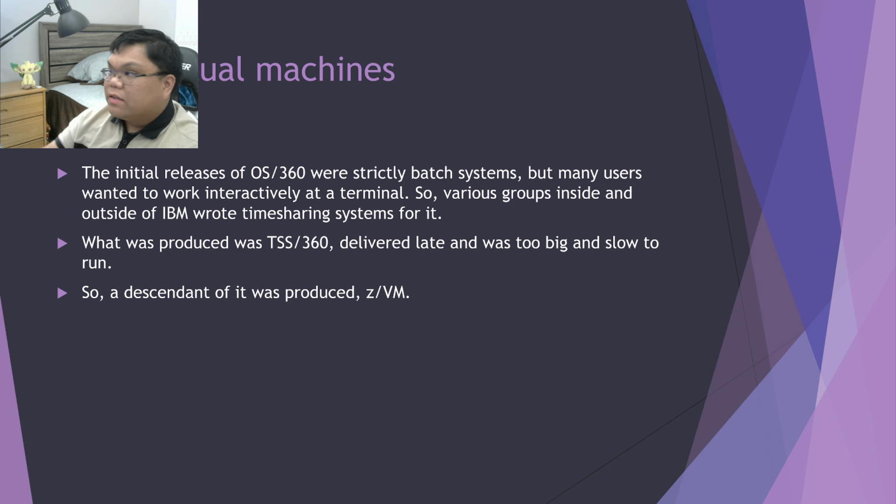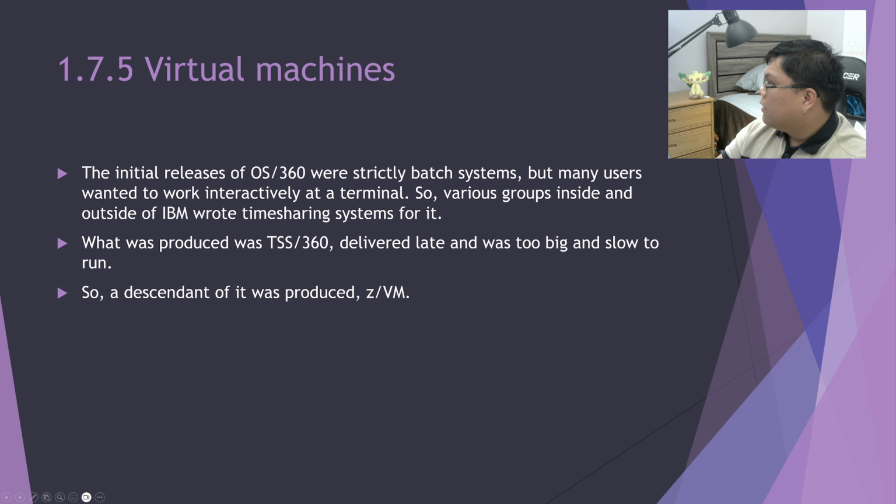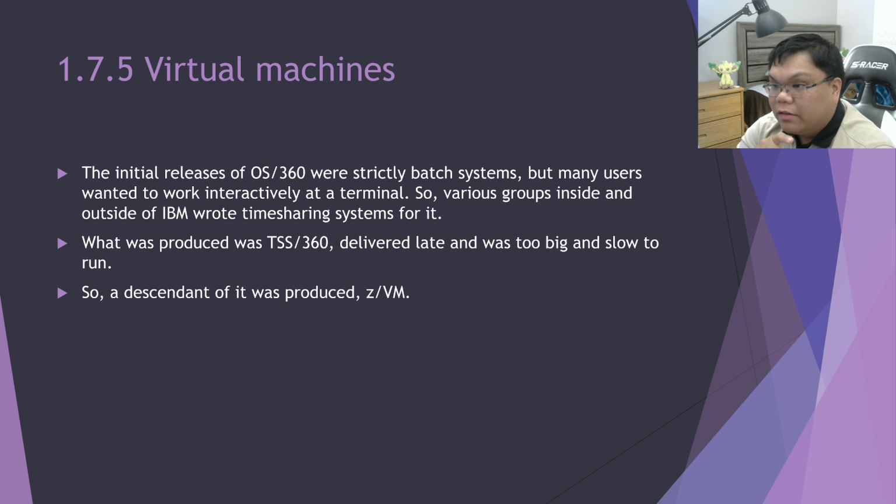And now we get to virtual machines. The initial release of OS 360, we briefly talked about that earlier in the book in the last video, was strictly a batch system, but many users wanted to work interactively at a terminal, so various groups inside and outside of IBM wrote time-sharing systems for it, and what was produced was TSS 360, delivered late and was too big and too slow to run. So a descendant of that was produced. That's called z/VM.